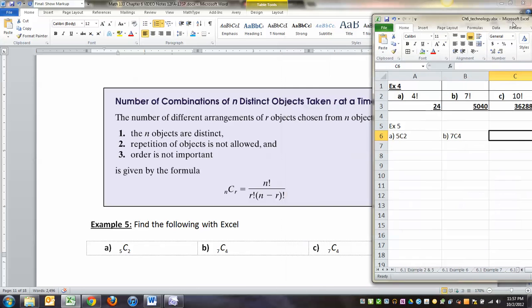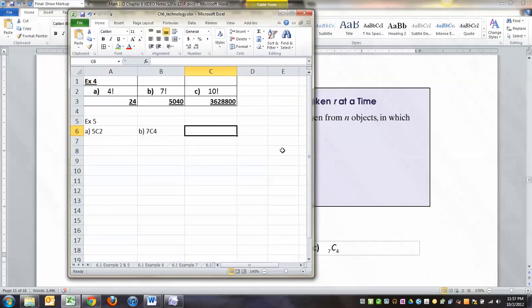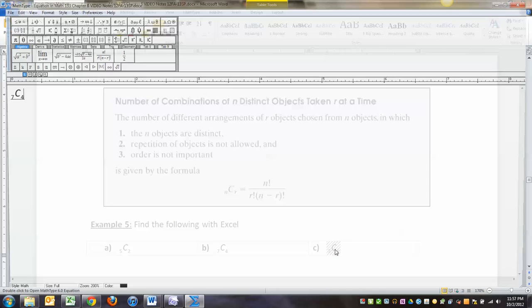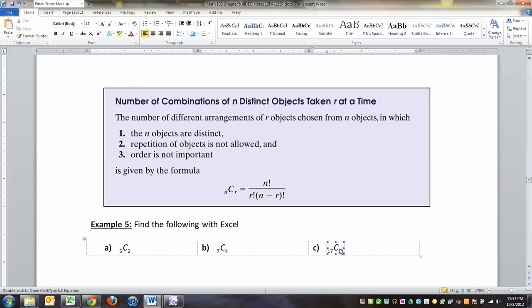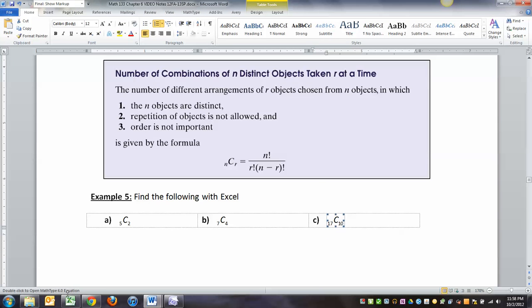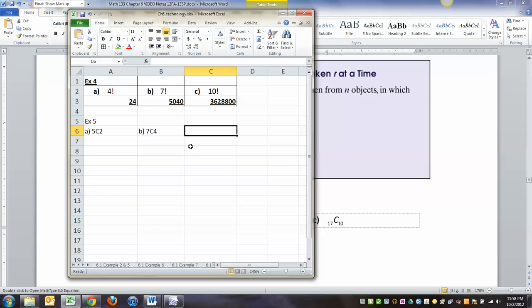And then, what was the last one? I'll put it right here: 7C4, and 17C10. Let's just go for broke here. All right, there we go. So let me go back here and I'll type 17C10. Just to kind of know.